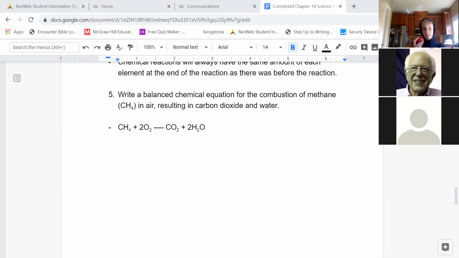Let's make an arrow there so it works. All right. So carbons are balanced. Do I have 4 hydrogens? Well, let's see. I only have a little 2 there, but I have 2 of the molecules. So what that's telling me is I have 2 molecules, and each molecule has 2 hydrogens. So yeah, I've got 1 carbon on this side, 1 carbon on that side. I've got 4 hydrogens on this side. I've got 4 hydrogens on this side.